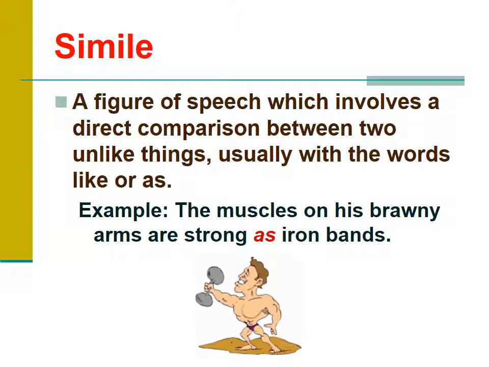The next one is a simile, and simile is basically whenever the writer compares something to something else using like or as. You can see in the example on the screen, the muscles on his brawny arms are as strong as iron bands. Obviously he isn't really as strong as iron, but the simile is used to describe that the weightlifter is actually rather strong.